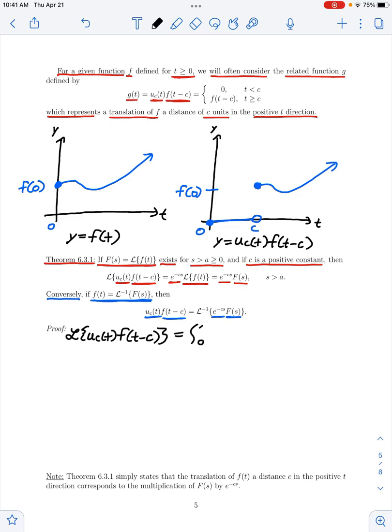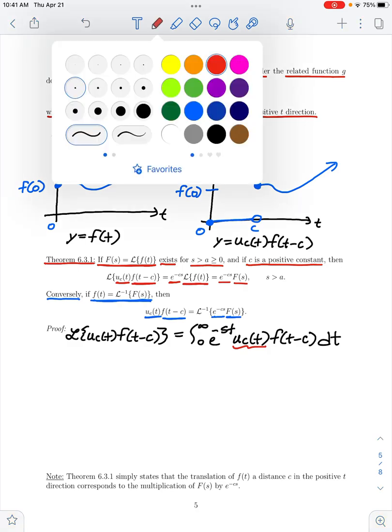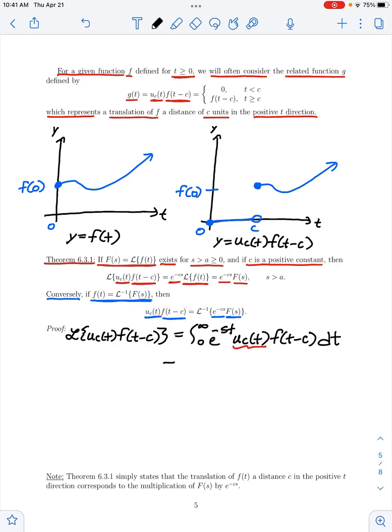which by definition is the integral from 0 to infinity of e to the negative st times the function I'm taking the transform of, integrating in terms of t. And as with our previous example, since this unit function is defined as either 0 or 1, on the interval from 0 to c, I have nothing, and then I would add the integral from c to infinity of e to the negative st times 1 f of t minus c dt.